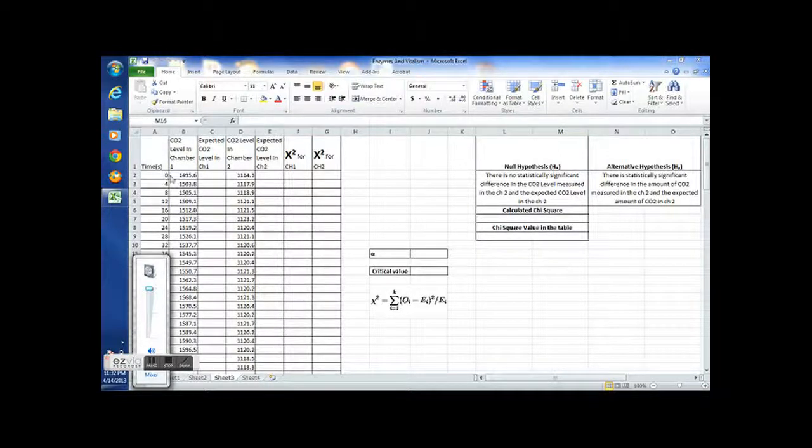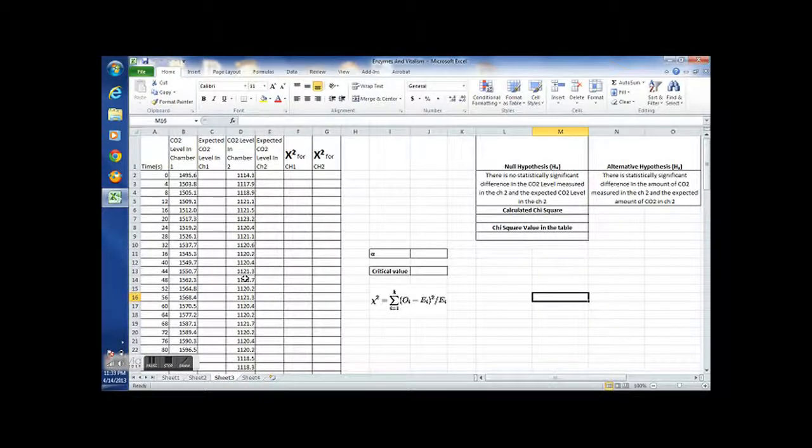When I look at my data, I see that there is an increase in carbon dioxide level in both chambers. There's a bigger change in here and a very small change in here, but I want to prove that this is a result that is not statistically significant. I will apply a chi-square test for chamber 2 to show you that the change in the carbon dioxide level is not statistically significant.